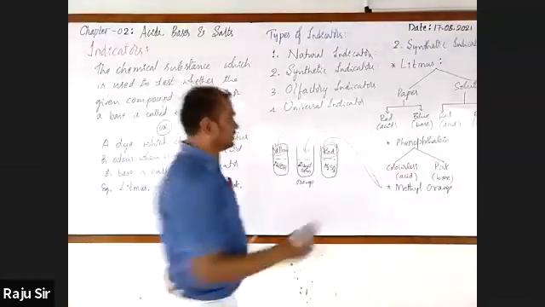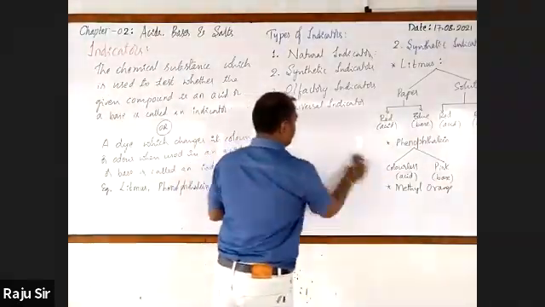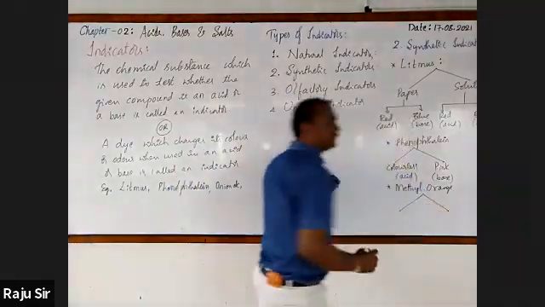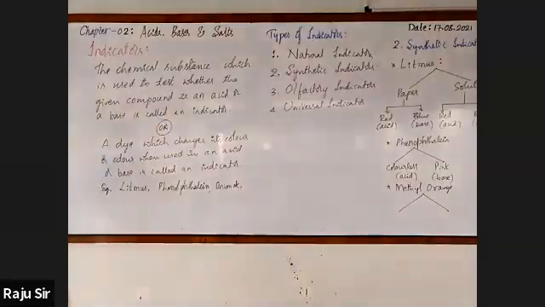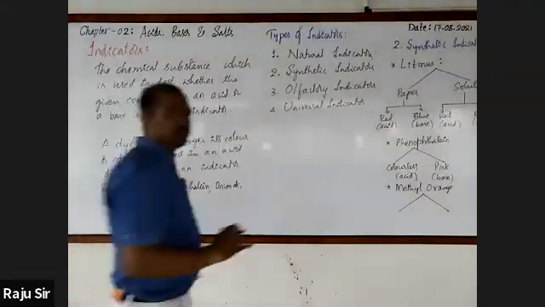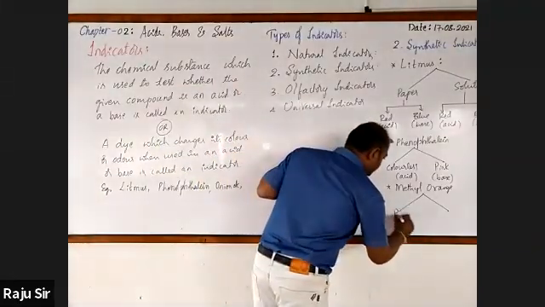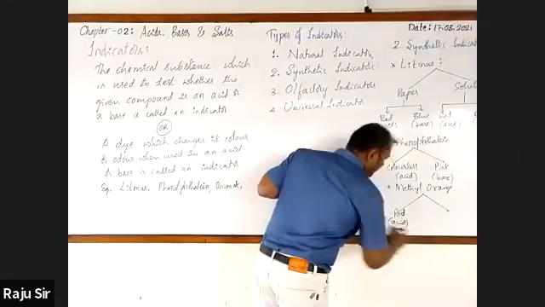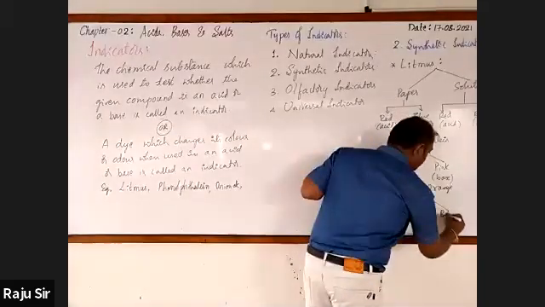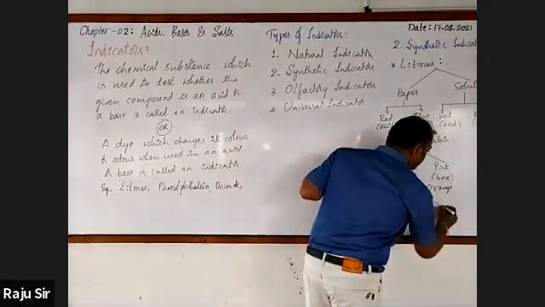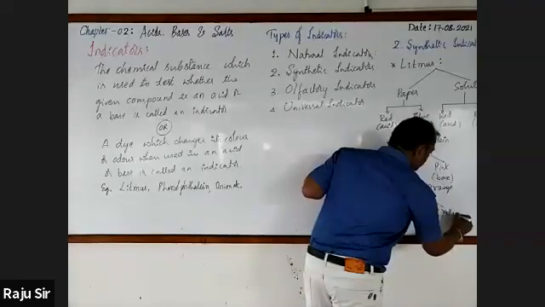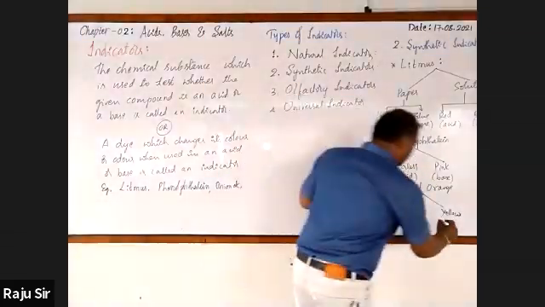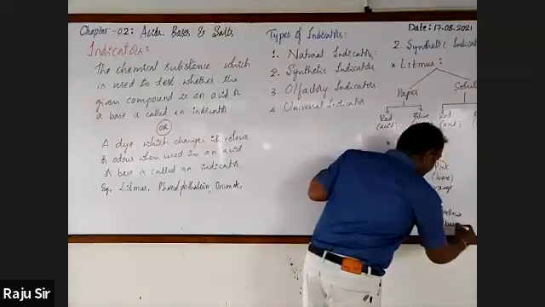So write down. Methyl orange indicator. In case of acid, it turns red. In case of neutral, orange. It turns yellow in case of base.